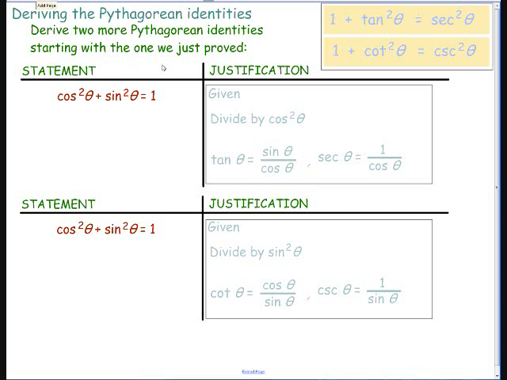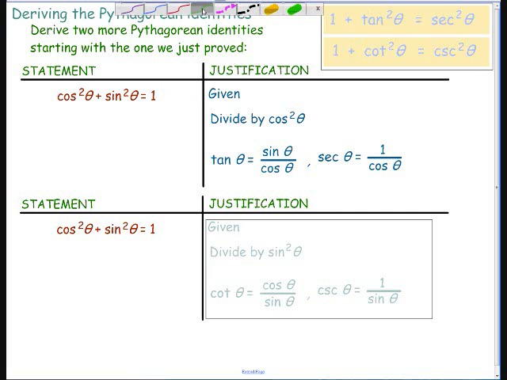Derive two more Pythagorean identities starting with the one we just proved. Okay, we'll do that. So we start with the one we just proved. Now if we divide everything through by cosine squared theta, now I have always recommended to my students, make sure you know this one. I think you actually already pretty much know it, but make sure that one is committed to memory, because the rest of these are easy to derive. Look how easy it is.